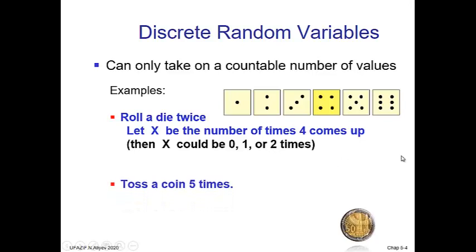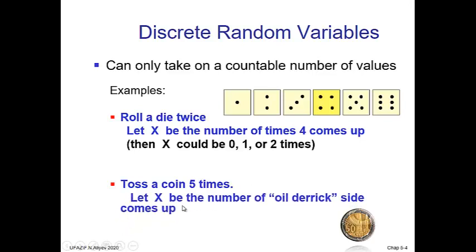Now let's talk about tossing a coin 5 times. This is another random experiment. And let x be the number of times one particular side comes up. What can be the value of this discrete random variable? It's possible that none of them shows this side, then x equals 0.